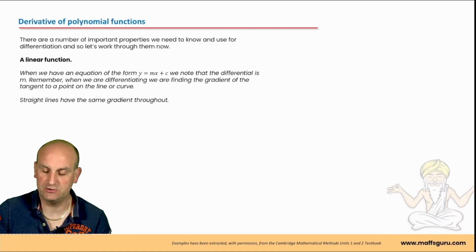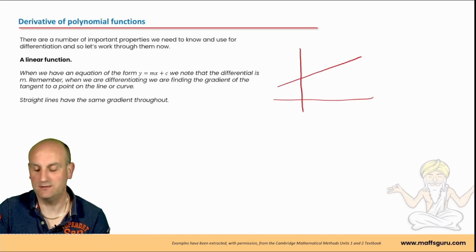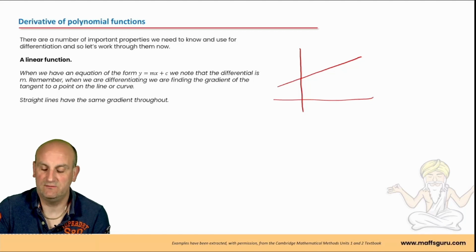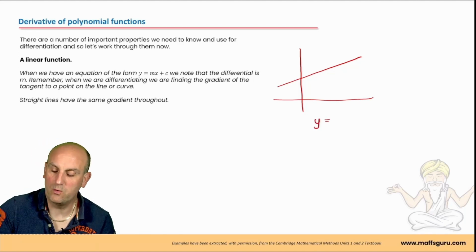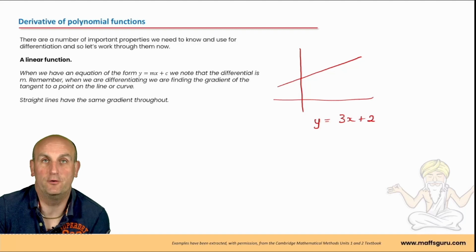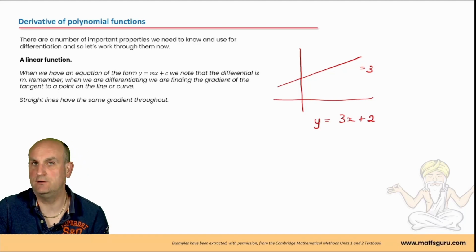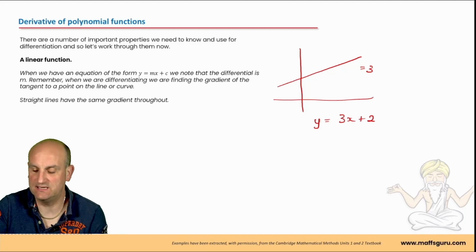A linear function. If we think about a linear function, what do we know about the gradient all the way along a straight line? Absolutely, it's constant. It stays the same value. So for example, if that there was y is equal to 3x plus 2, we know the gradient because we've been taught it previously, y equals mx plus c. My gradient all the way along there would equal 3. And again, when you're differentiating, you're finding the value of the gradient of the tangent to a point along that line. Well, all points will have the same tangent.